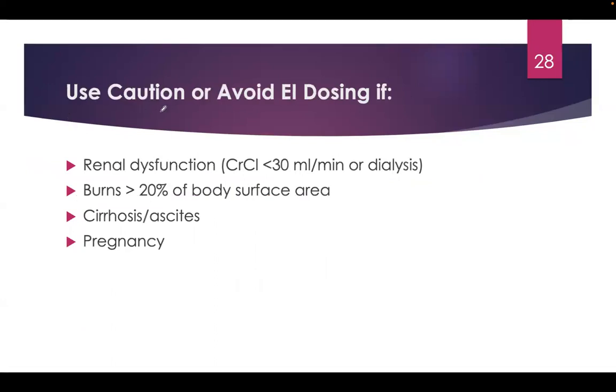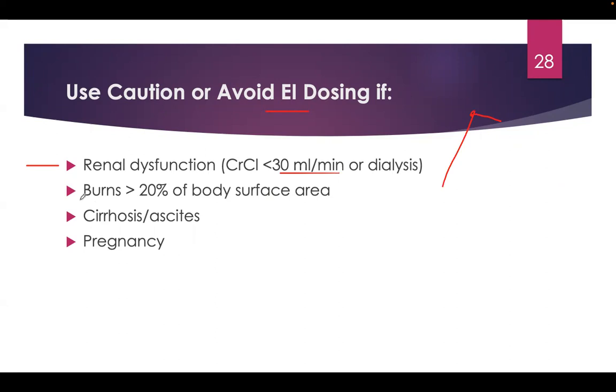Now, when we typically avoid the extended interval dosing, no doubt if someone is on dialysis or just a creatinine clearance less than 30, we typically avoid it because that peak, it's not going to clear fast enough. I think the Hartford nomogram extends from Q18 to 24 to 36 to 48 hours. Anything beyond that, though, you need to go to more traditional pulse dosing.